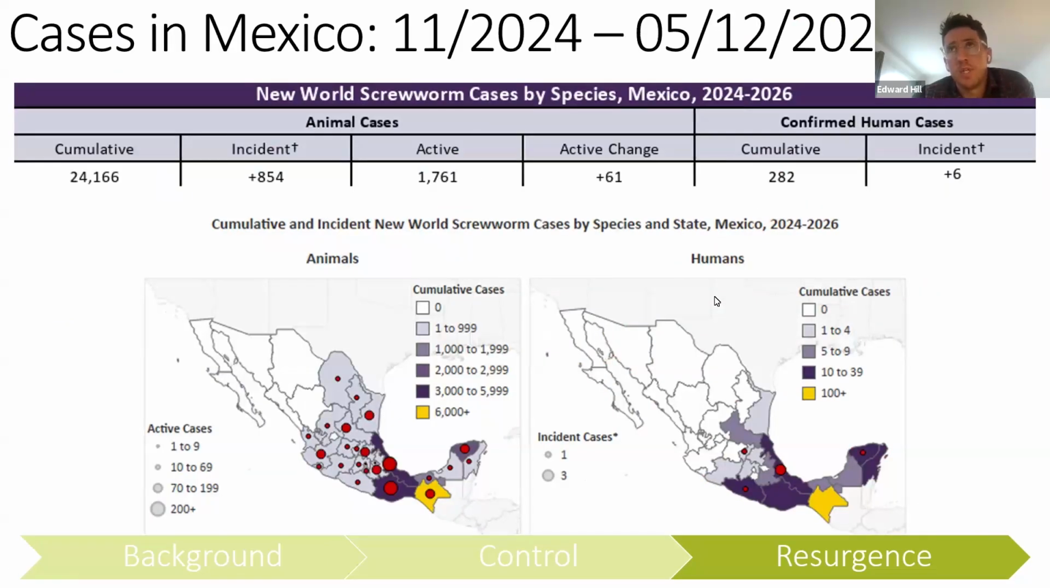Mexico has really great high resolution data on this issue. This is what I picked up: from November 2024 to mid-May 2026, there were 24,000 cases in animals and about 300 cases in humans. This has resulted in countless cattle deaths and two human deaths in Mexico alone.